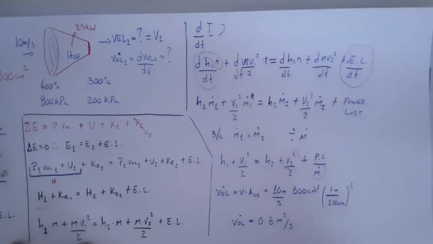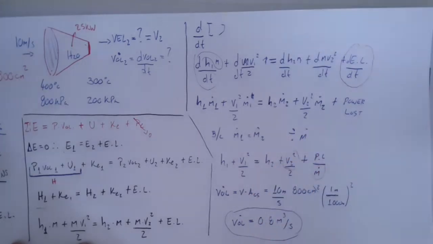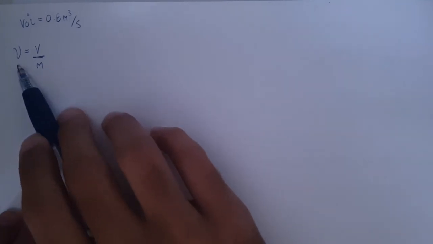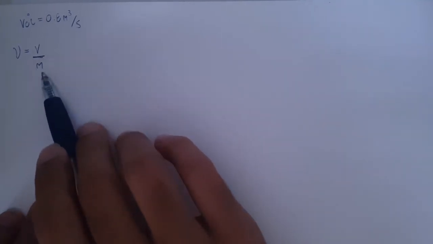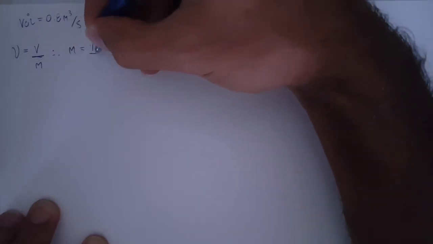Now we have a volumetric flow rate, and we can relate this to our specific volume, because if we have two properties, we have everything for that state. So we can use this to find our mass. Let me change pages. Okay, we're back. We have the volumetric flow rate, and we know that the specific volume is just the volume over the mass. So that means the mass is equal to the volume divided by the specific volume.